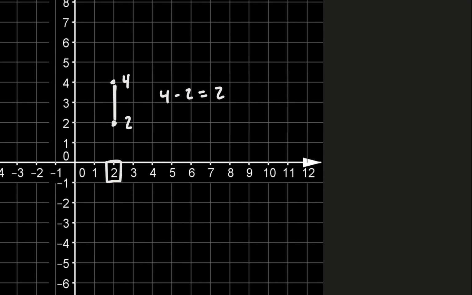Same thing is true if the points are horizontal. It's fairly simple to just look at how much their x values change. So here both of them have y values that are equal to 1. And you can see that my x value goes from 6, 7, 8, 9, 10. 10 minus 6 is 4. And yeah, the distance between those 2 points is 4 units. That's great, and that's actually quite a useful observation.